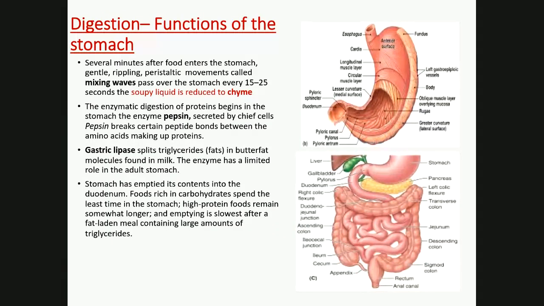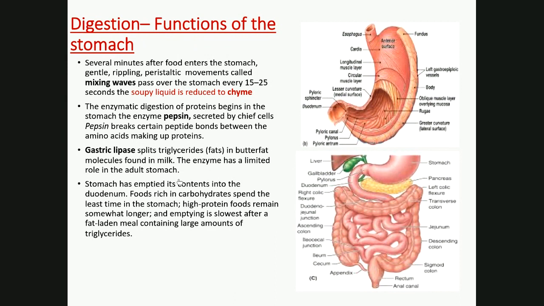So the functions of the stomach include pretty much mixing this bolus with the gastric juices and the digestive enzymes to create a soupy liquid called chyme. The breakdown of proteins begins in the stomach. Gastric lipase breaks down triglycerides.